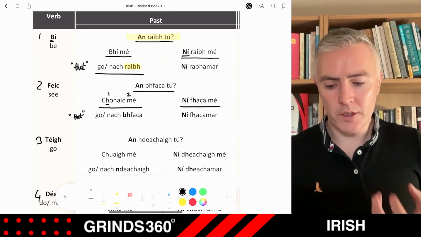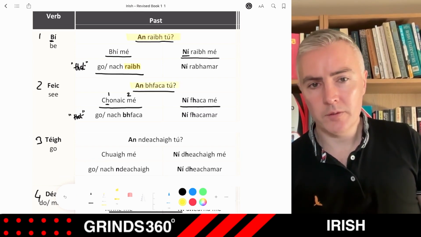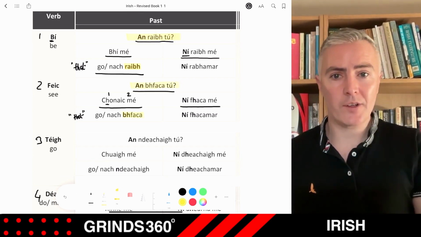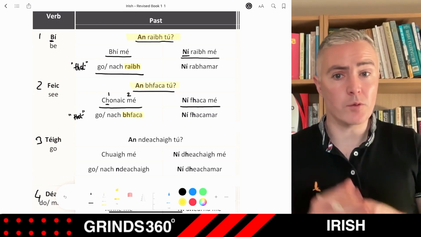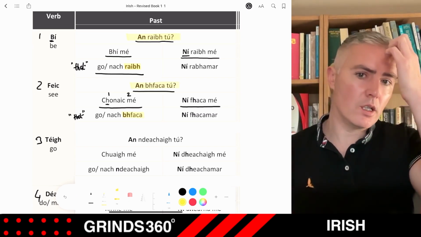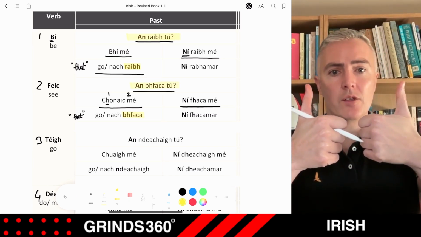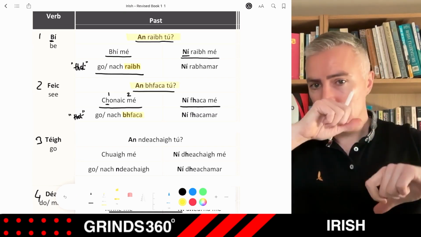I want to start using this now. So do you see your question, an bhfaca tú? That is the exact same bhfaca, letter for letter, that you're going to use to make your connector. So if you understand the question, you're able to say an bhfaca tú, then that's the same word that you're going to use to make the connector. Go bhfaca mé, that I saw. Nach bhfaca mé, that I didn't see.